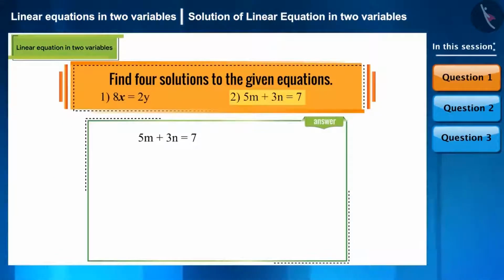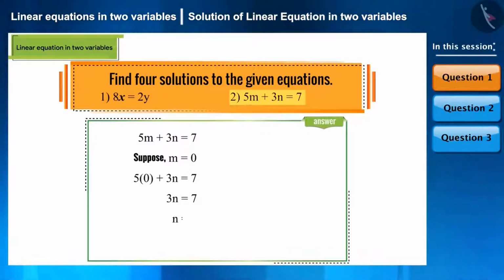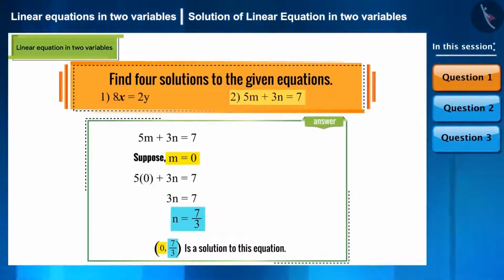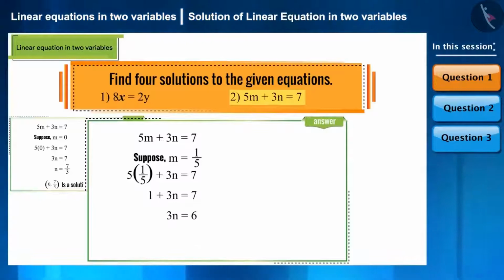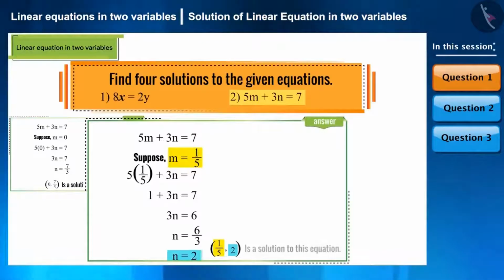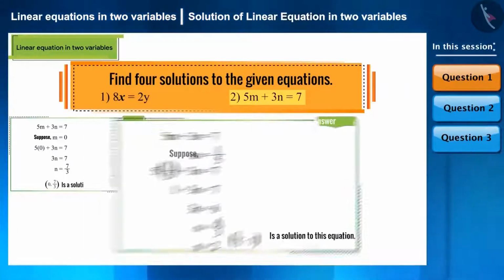Now, let's take the second equation and find the solution to this as well. 5m plus 3n is equal to 7. Substituting the value of m as 0 in this equation, we get the value of n as 7/3. Hence, (0, 7/3) is the first obtained solution to this equation. Now, let's keep the value of m as 1/5 and find the solution of the equation. On solving the equation, we obtain the value of n as 2. Hence, this is the second solution to the given equation.